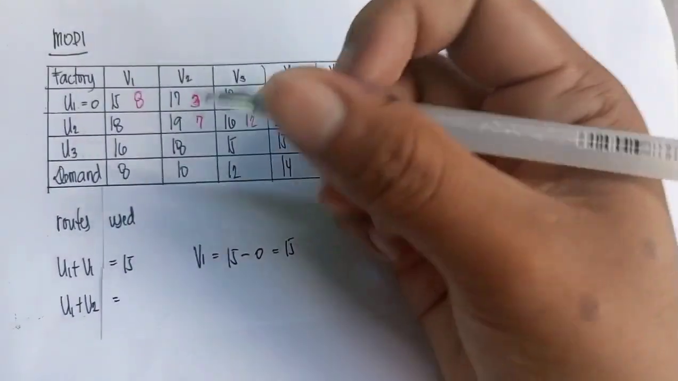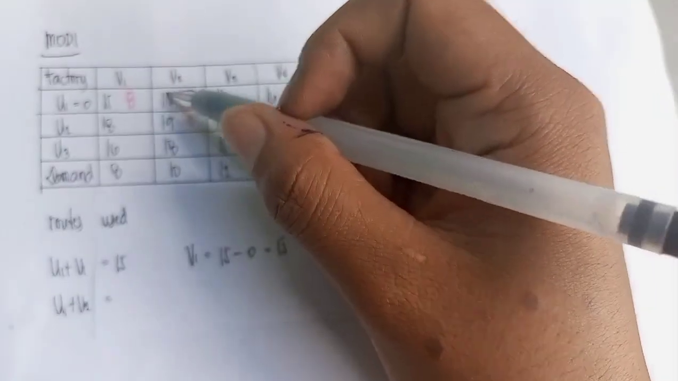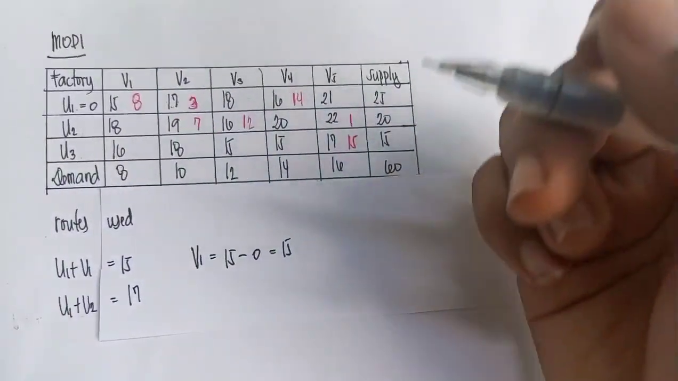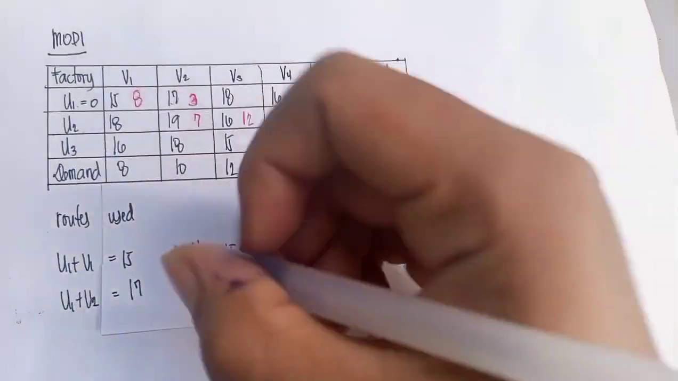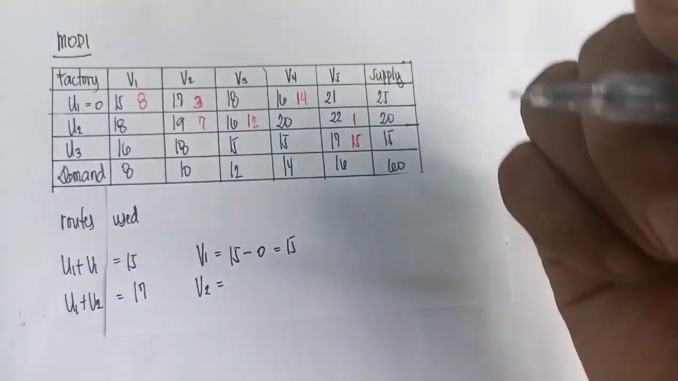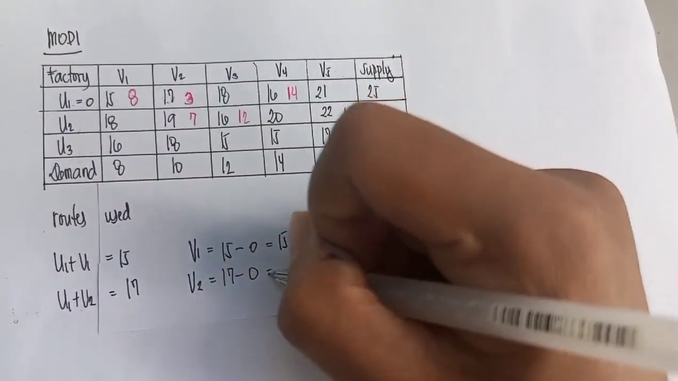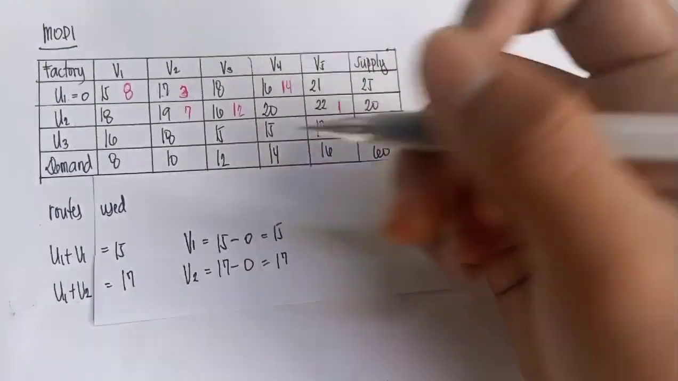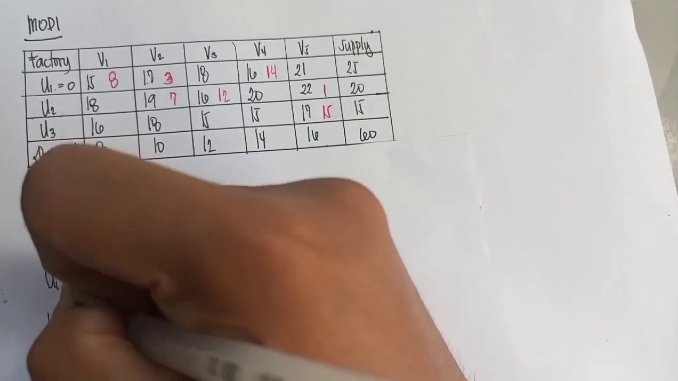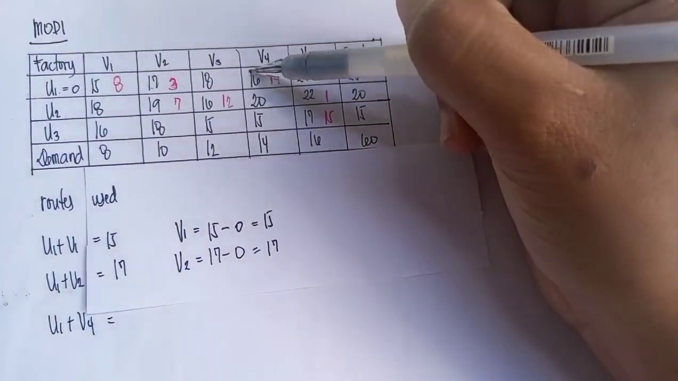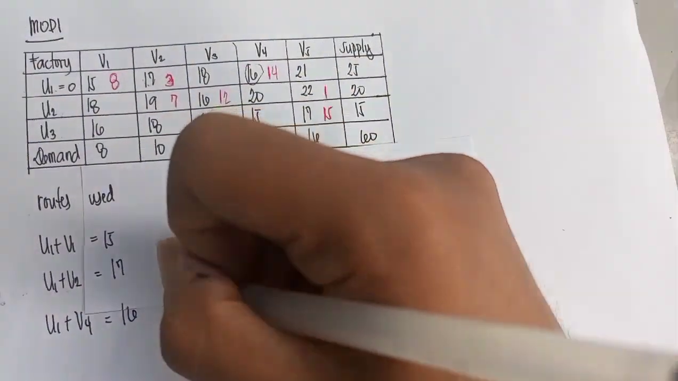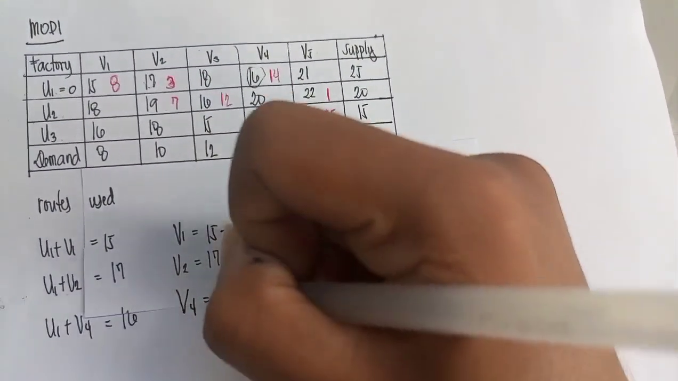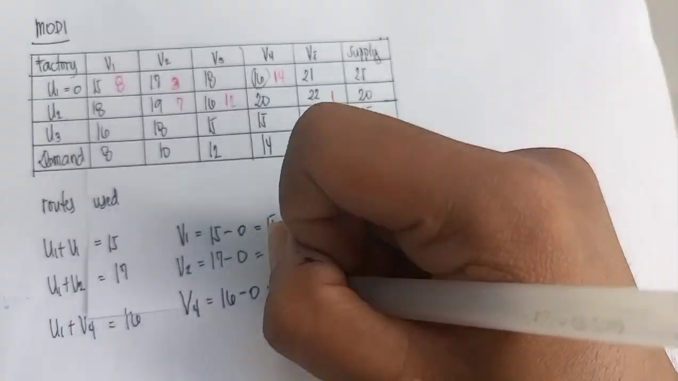Next, U1 plus V2. U1 is 0, then our V2 is 17. So 0 plus 17 is equal to 17. Now we will look for the value for our V2. So we have 17 minus 0 is equal to 17. Next, U1 plus V4. So 0 plus 16, we have 16. And we will look for the value for our V4. So V4 is equal to 16 minus 0 is equal to 16.